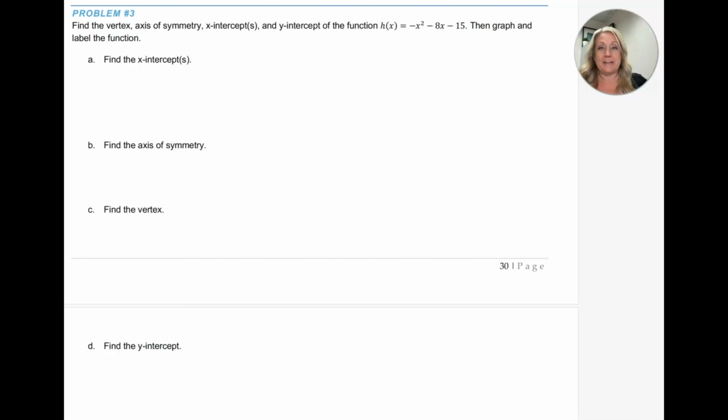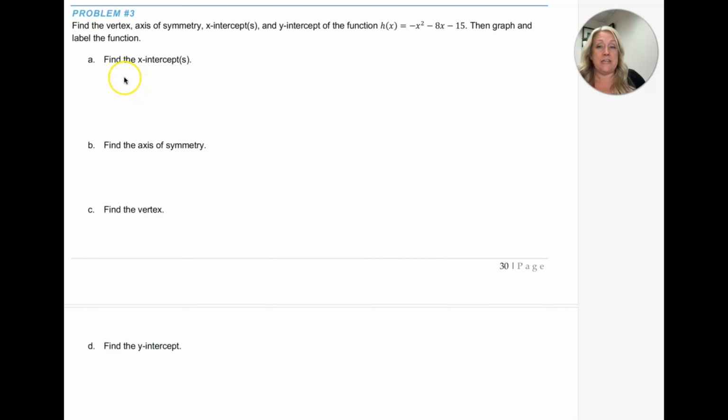Hello and welcome back. Let's continue in 3.6 talking about quadratic functions in general form. On problem 3, it asks us to find the vertex, axis of symmetry, x-intercepts, and y-intercepts of this function so that we'll be able to graph it. And make sure when we graph our function that we also label the function.